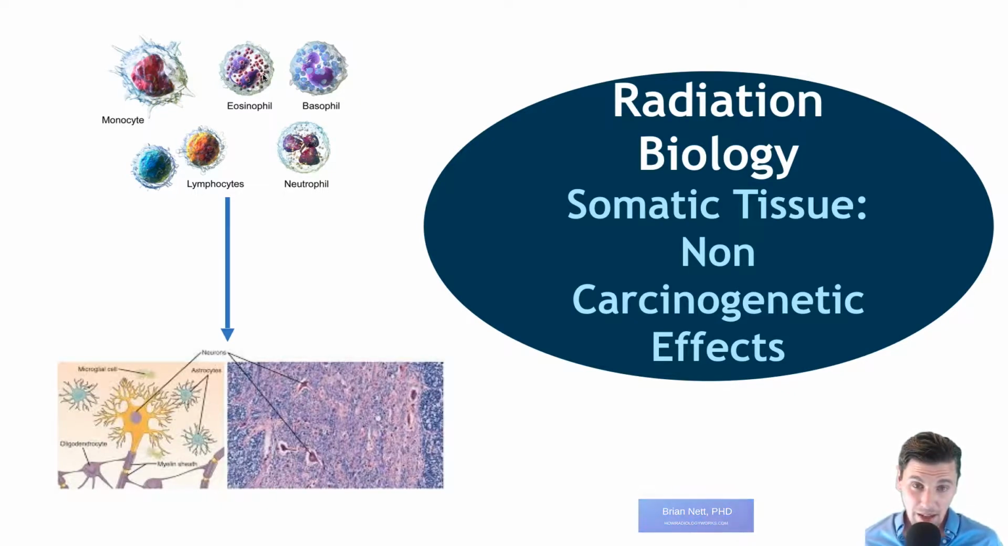What we're going to talk about today, in the context of radiation biology, is the effects of radiation specifically on somatic cells, and specifically the effects that are not related to cancer induction or carcinogenesis. So if you're wondering what somatic cells are, or if you're wondering about the relationship between lymphocytes and nerve tissue in terms of their effects from radiation damage, then this is a good video to check out.